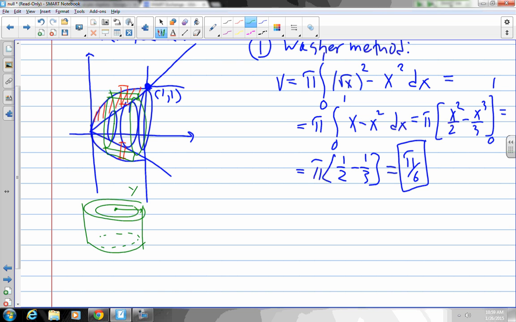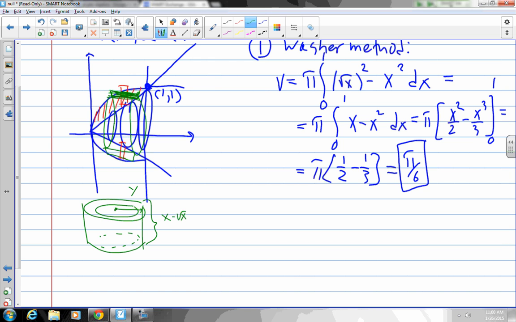So the radius is the y, but the height in this case, well, what is the height in this case? How do you figure out the height, so basically the length, of which strip? If I look at it this way, what do you think? Yeah, so it's the difference of the right function and the left function, right? So it's x minus the square root, if I just look at it like that. So this would be the x minus the root x. So just like before, we'll take the difference.